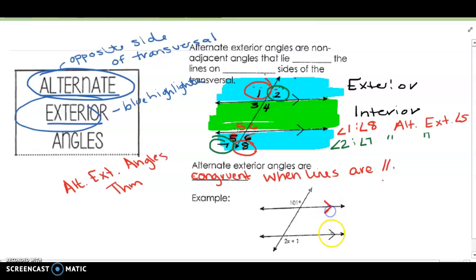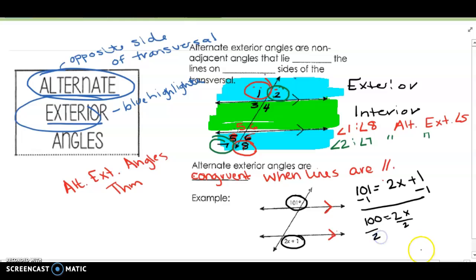Okay, so notice these two arrows right here tell us these two lines are parallel, which means that alternate exterior angles, which is this here and this here, are congruent. Now, you need to ask yourself, what does congruent mean? When two angles are congruent, they have the same angle measure. So therefore, we can set up an algebra problem by setting them equal. Okay, so now it's just algebra from here. Subtract 1 on both sides. 100 equals 2x, divide by 2. So I have 50 equals x.